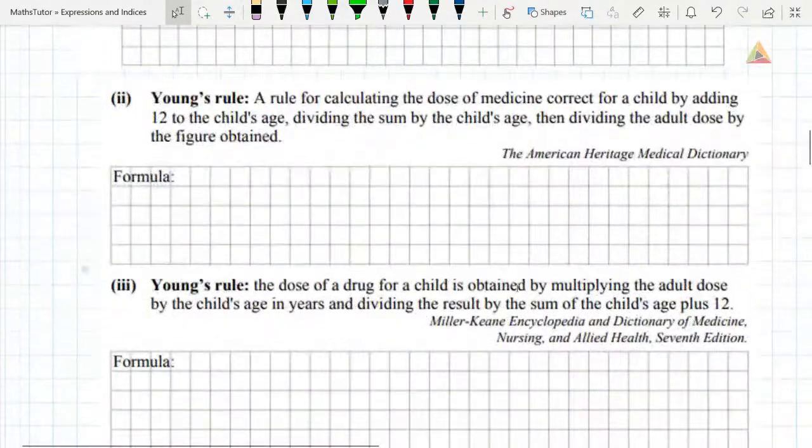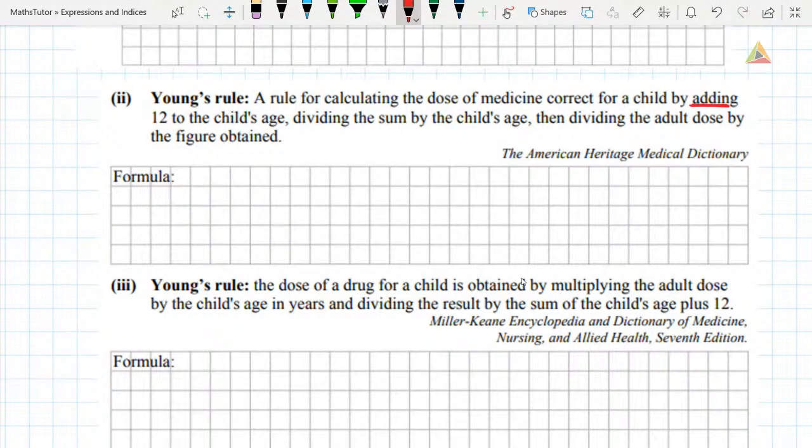So that's the first formula that we get using this method. The second one it asks us to do then, it says a rule for calculating the dose of medicine for a child by adding 12 to the child's age, dividing the sum by the child's age, and then dividing. So we've got two lots of dividing here. So we're going to break it down and start again. We're going to use exactly the same variables. So C was our child's dose, Y was our child's age in years, and A was our adult's dose.